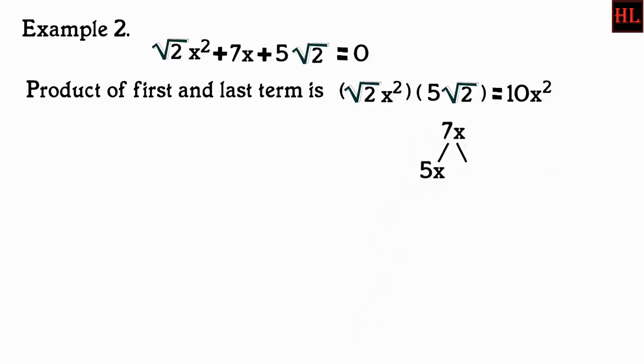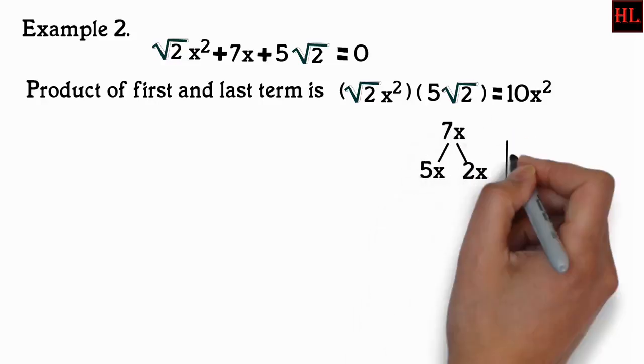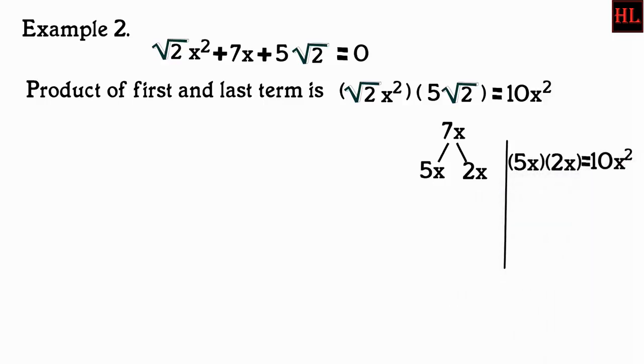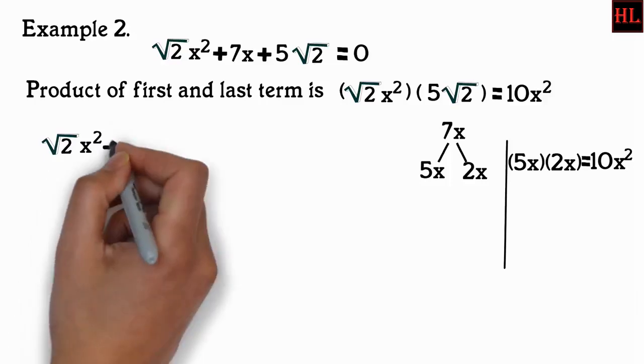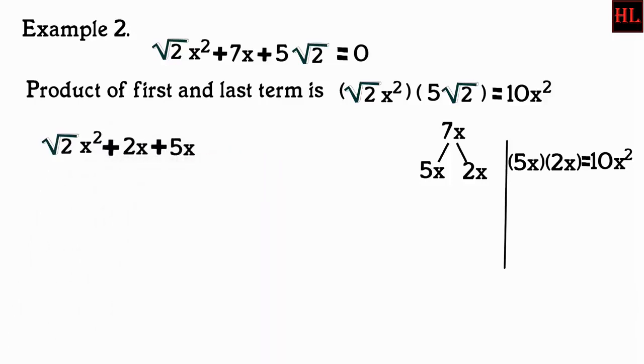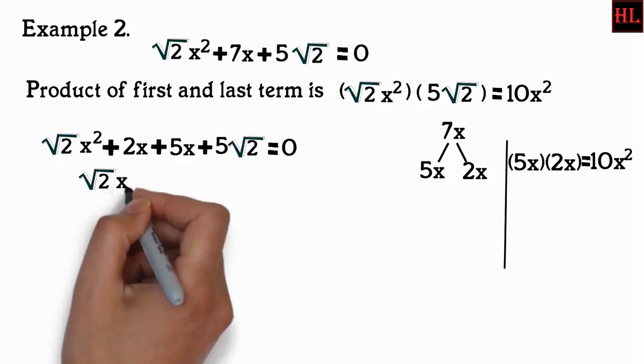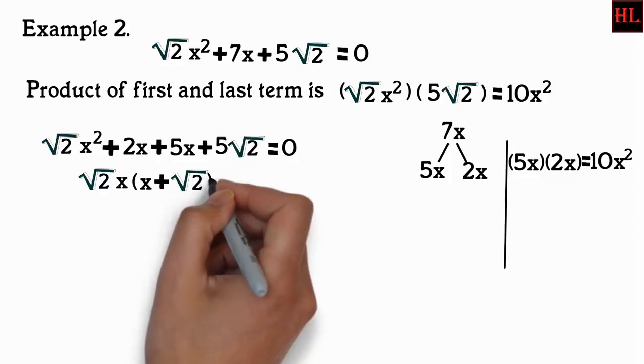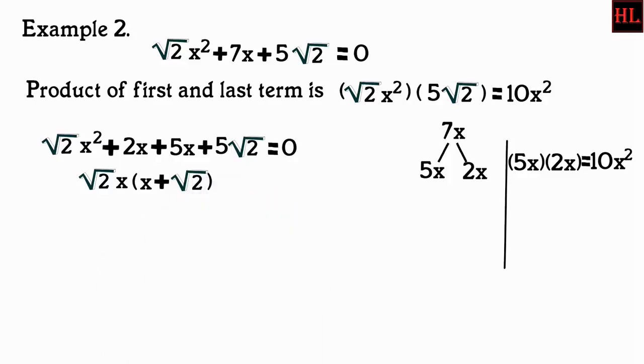Now we can split the middle term 7x into 5x and 2x. Product of 5x and 2x will be 10x square, and sum of 5x and 2x is 7x. We will write our equation as root 2x square plus 2x plus 5x plus 5 root 2 equal to 0. Out of first two terms, we'll take root 2x common. So we'll have root 2x multiplied by x plus root 2 so as to get our first and second terms.